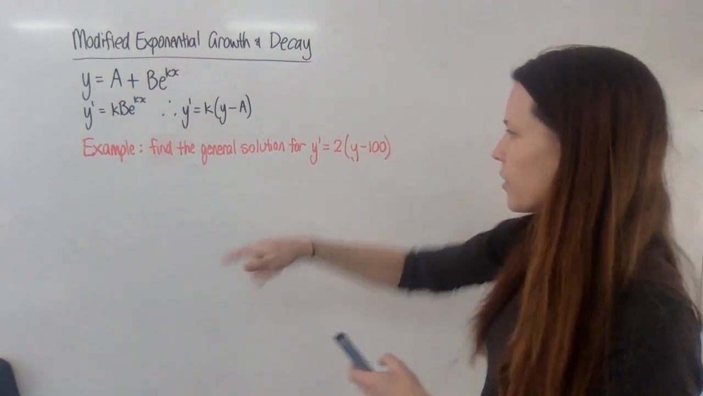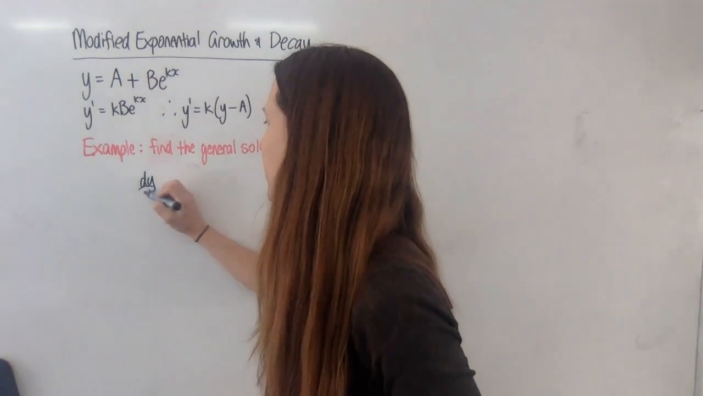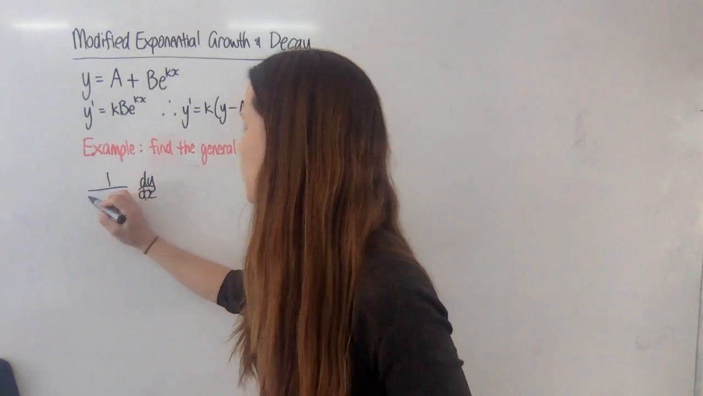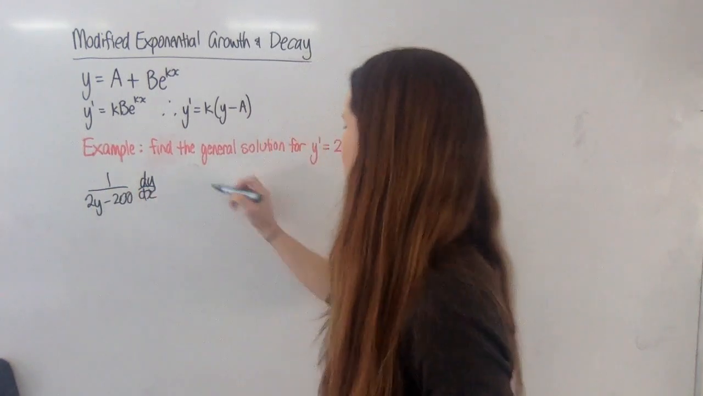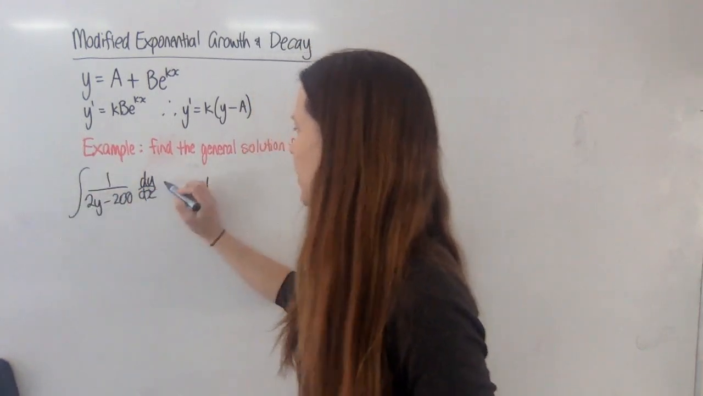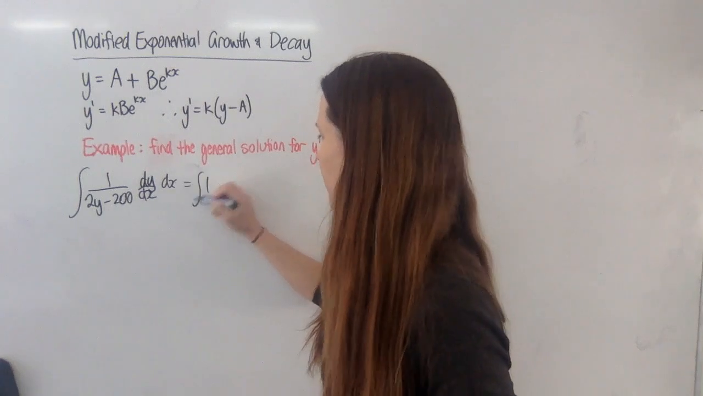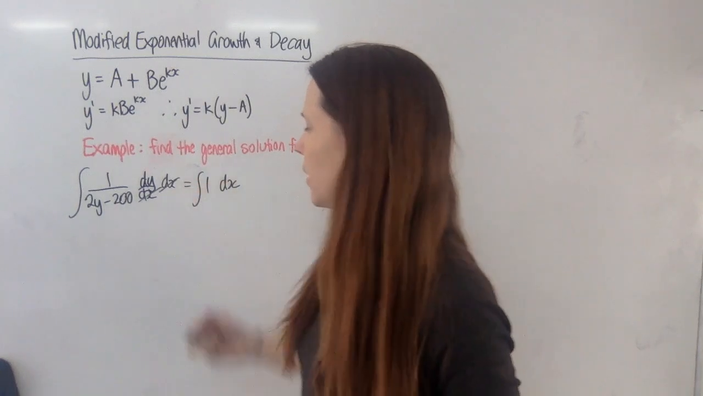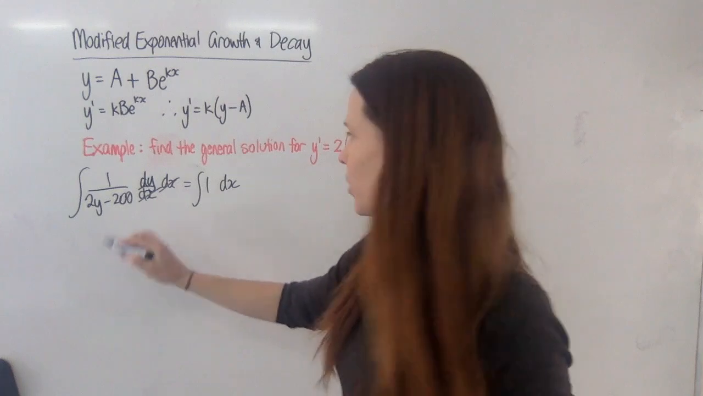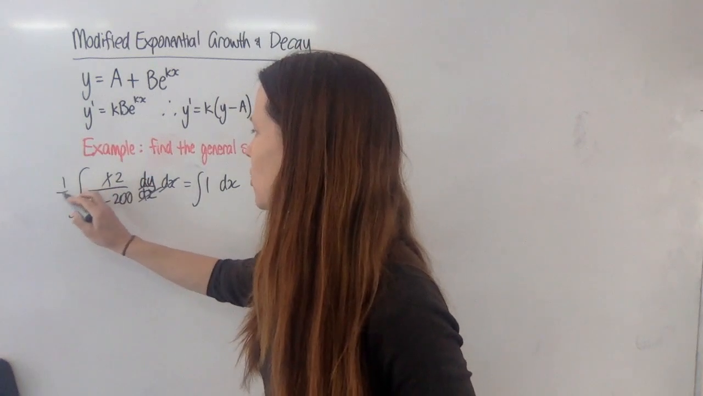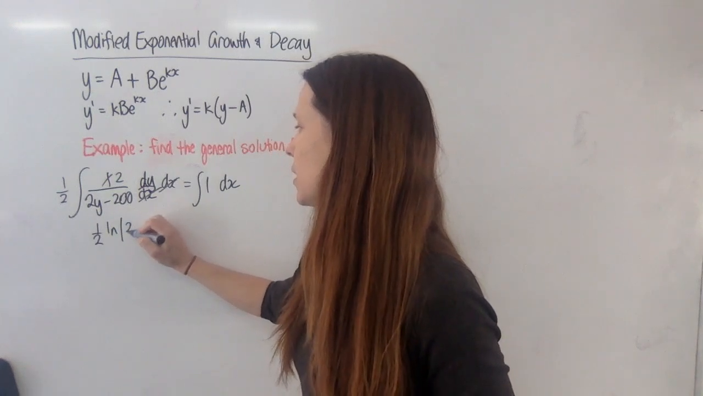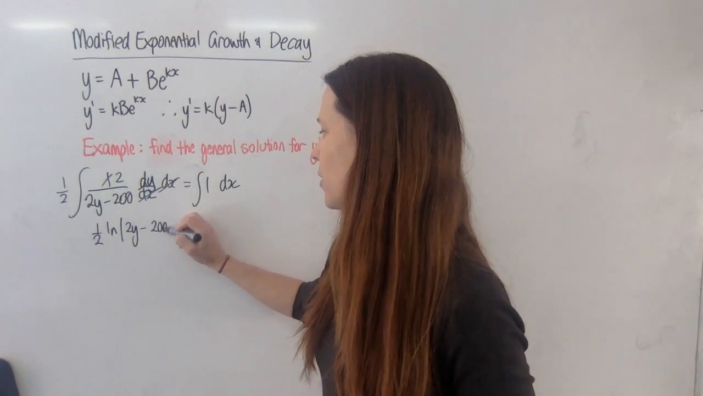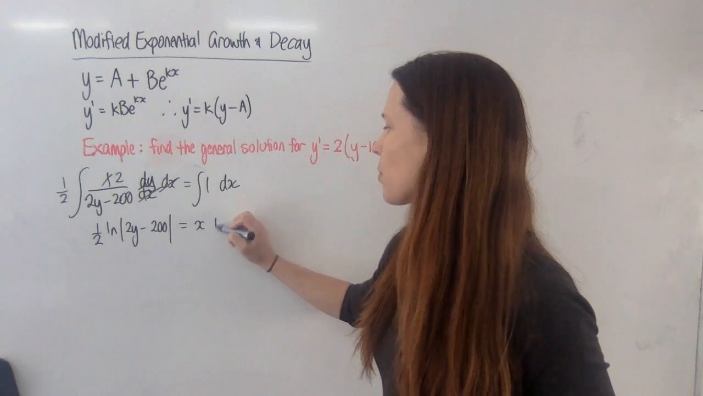Now if I choose to bring the 2 along for the ride, then what I end up with is 1 over, let's expand this out, 2y minus 200 over here, and I'll have a 1 on this side. So when I integrate both sides with respect to x, I'm going to say, well, this isn't quite a perfect question. Let's change this to a 2. Let's change this to a half. And now on this side, I've got half ln 2y minus 200 is equal to x plus c.